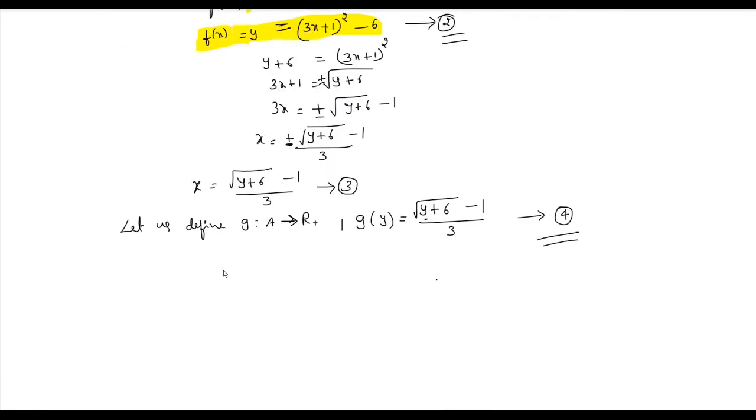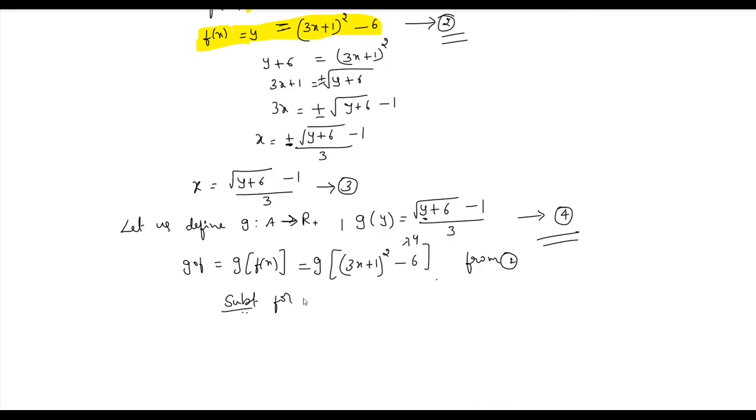So this will be, now let us check g circle f. G circle f is g of f of x. So g of f of x, I will be writing it from equation 2. As I told you, it is (3x plus 1) whole square minus 6. This is from equation 2. But what is this equal to from equation 2? This is nothing but y. So, for the function g, wherever we have y, we will be writing this whole term. Substituting for y in equation 4.